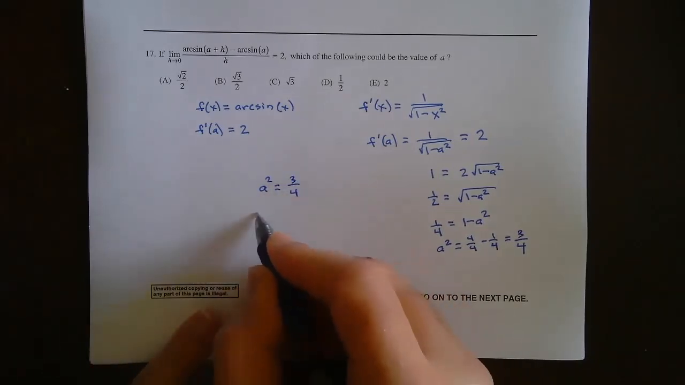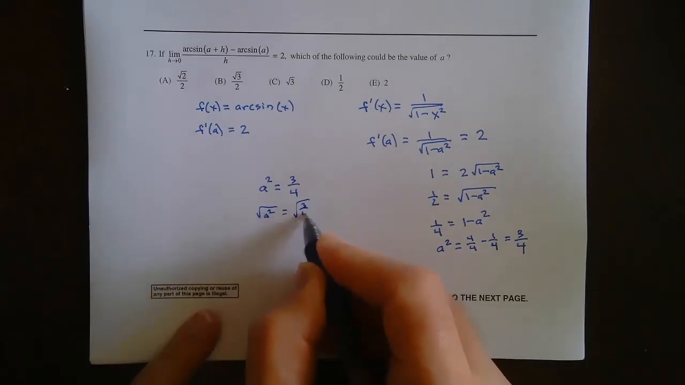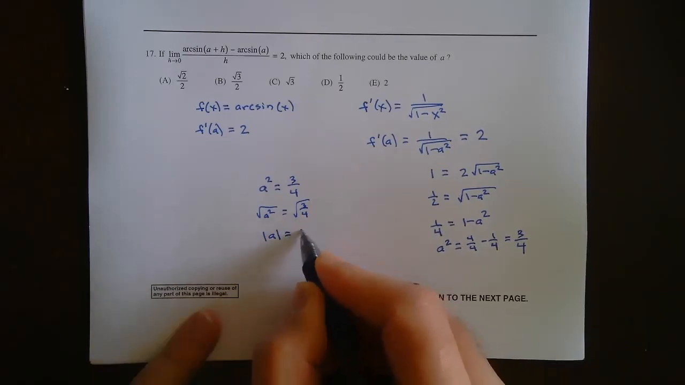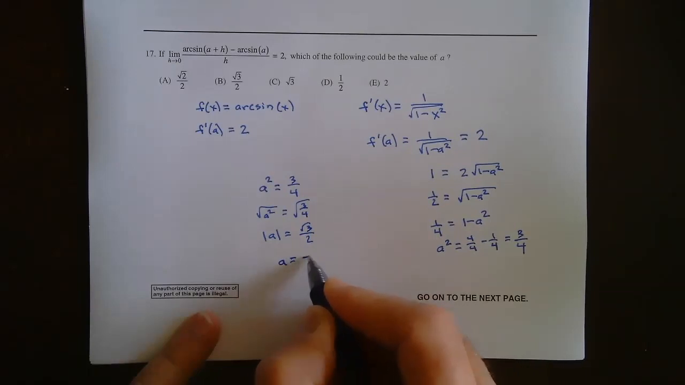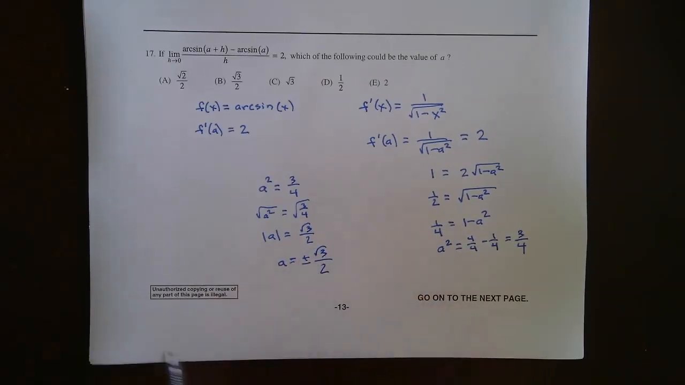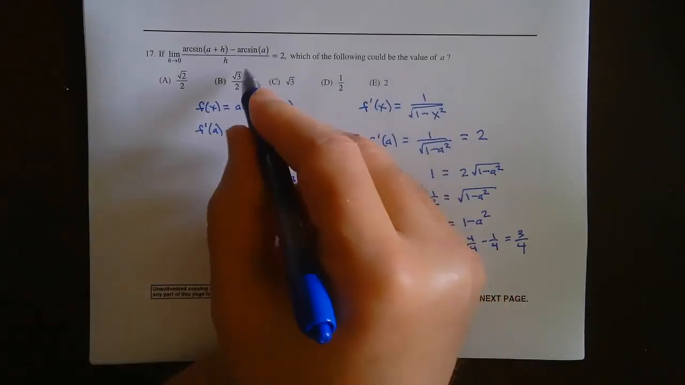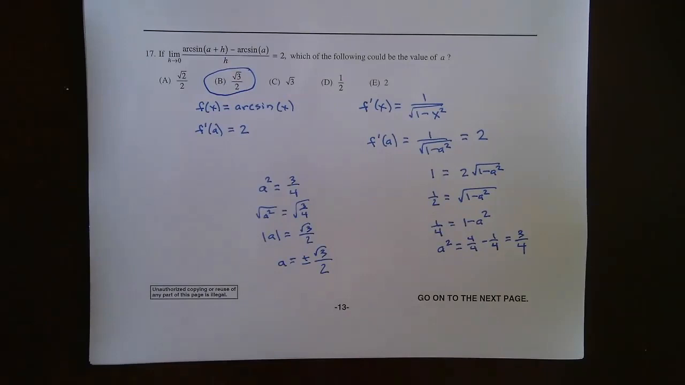Square root both sides, and I'm going to get a. So this is the absolute value of a is equal to the square root of 3 over 2. That means a would have to equal either positive or negative the square root of 3 over 2. Now, there's only one choice here, and that would be b, because they don't have the negative square root of 3 over 2 choice. Which of the following could be a value? It would be b. So number 17, the correct answer is b.